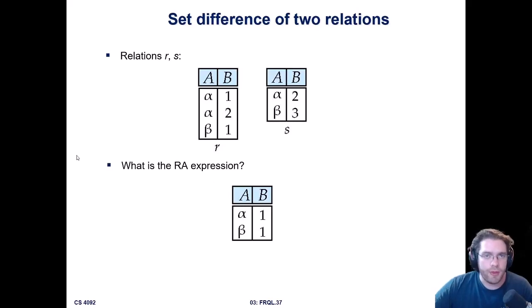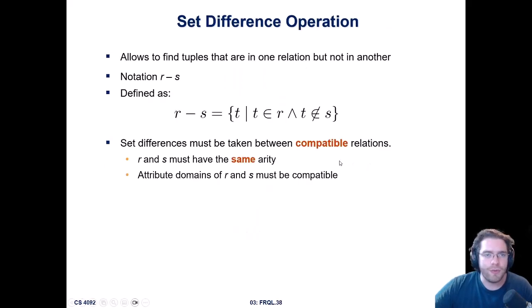So the other thing we'll be looking at for our operators is the set difference. If we take two relations R and S, we have an output of A, B with our alpha of 1 and our B of 1. What we're going to be looking at is the set difference between these two relations. The set difference operation tries to find tuples that are in one relation but not the other. This is kind of R minus S.